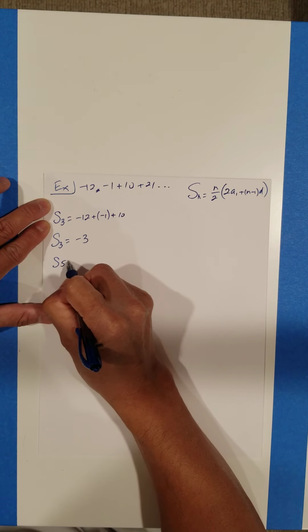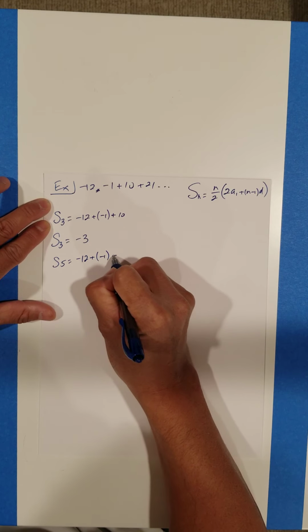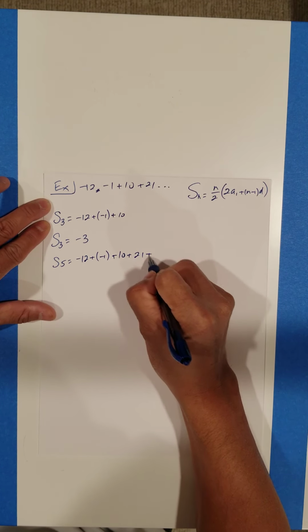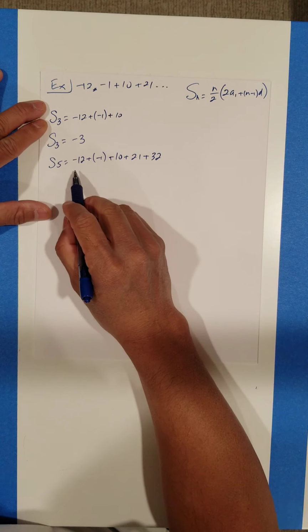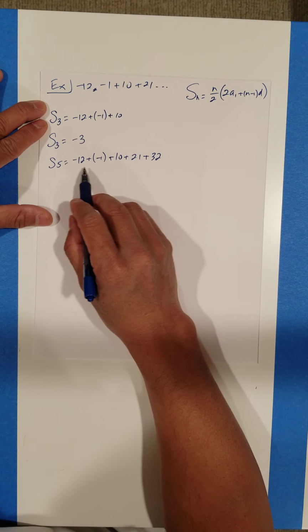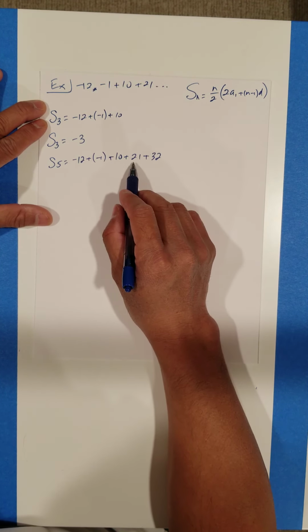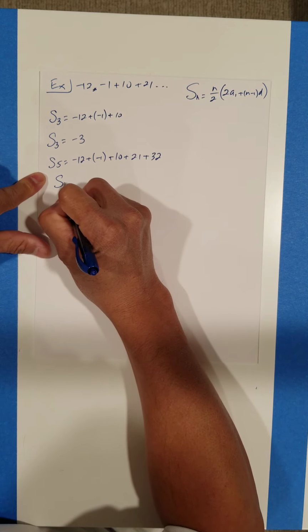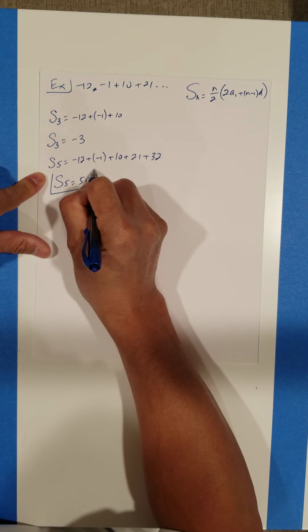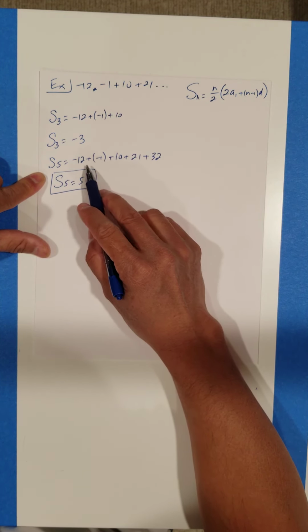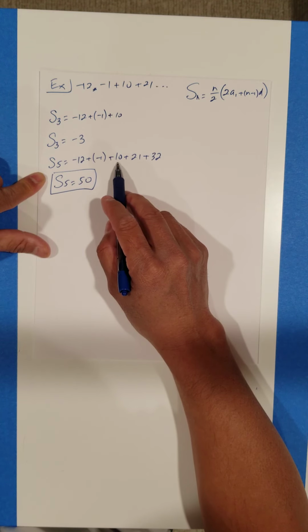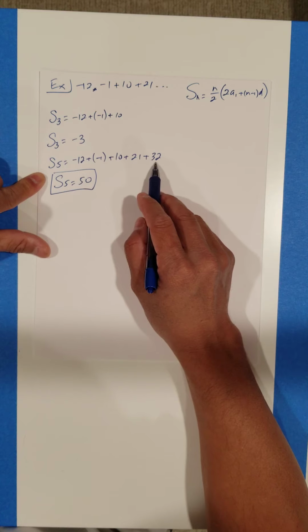S5. I see all 5 numbers here. What happens when I add them all up? -12 plus -1 plus 10 plus 21, and the next number is going to be 32. If I add these up, I'm going to get 50. S5 equals 50. That's just me manually adding these. So negative 13. If I add 10, I get negative 3. That's 18 plus 32 is 50.